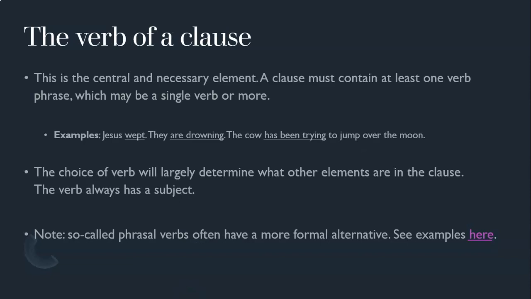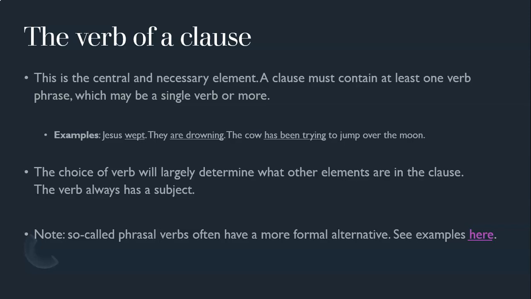The verb of a clause. This is the central and necessary element. A clause must contain at least one verb phrase, which may be a single verb or more. Example: Jesus wept. Two verbs: they are drowning. Three verbs: the cow has been trying to jump over the moon.